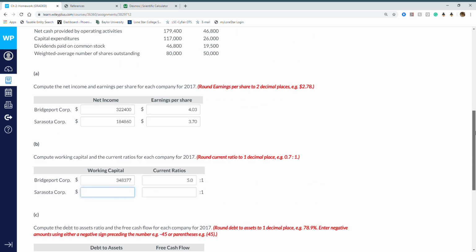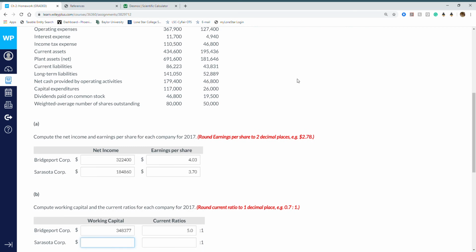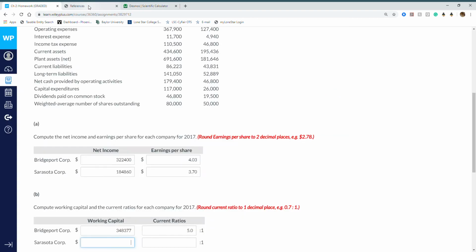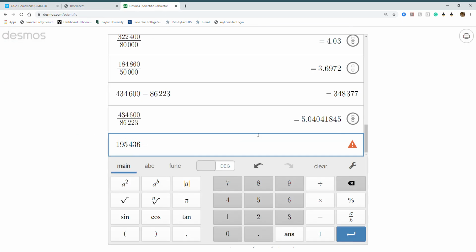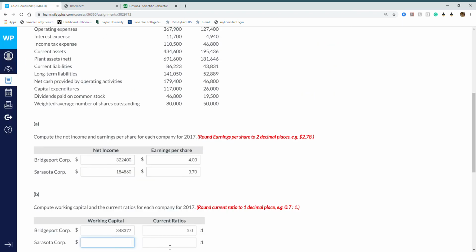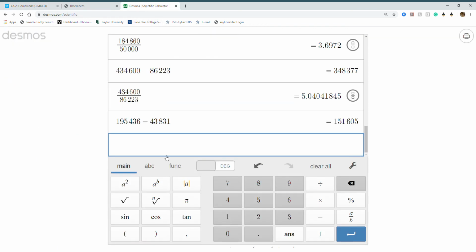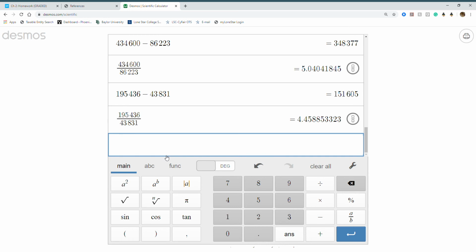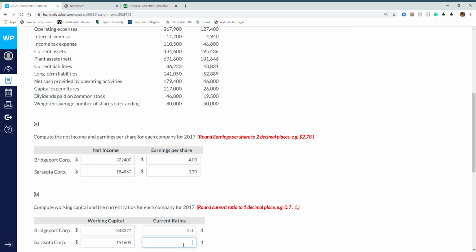Okay, so working capital again. Take our current assets minus our current liabilities, 195,436 minus 43,831 equals 151,605. And then, of course, we just divide the two. Okay, ends up being 4.5. They're actually really close to each other right there.